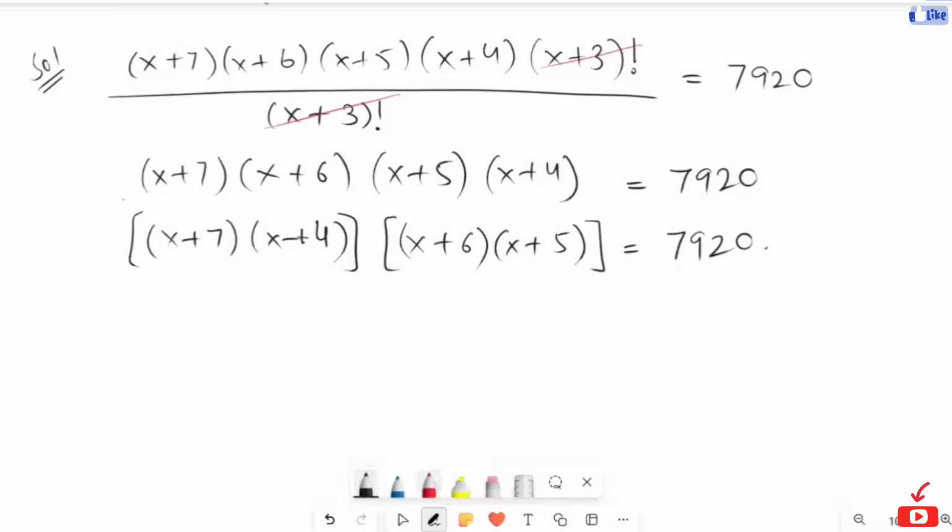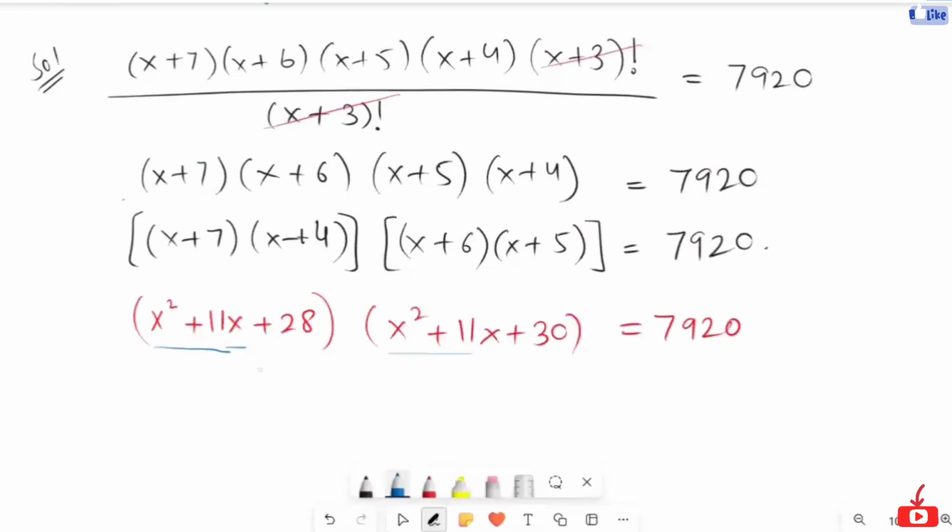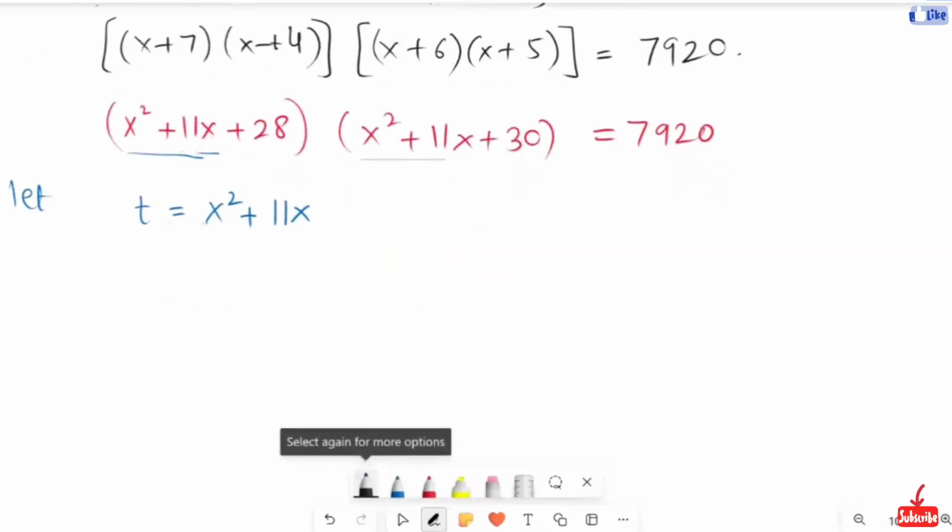Now here I will use the FOIL method to multiply both these brackets. So I will get x squared plus 11x plus 28. And here x squared plus 11x plus 30 is equal to 7,920. X squared plus 11x is common in both the expressions. So here I'm going to let t equal x squared plus 11x. Now in replacement of this x squared plus 11x, I'm going to write t.